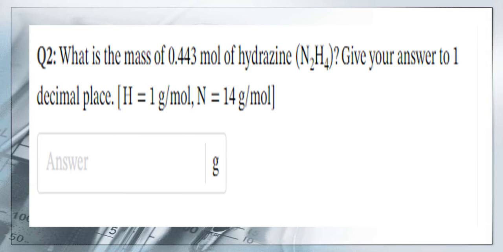Question number 2. What is the mass of 0.443 mole of hydrazine? Hydrazine is N2H4. Give your answer to one decimal place. We have here hydrogen 1 gram per mole and nitrogen 14 gram per mole. Okay, let's follow the steps.